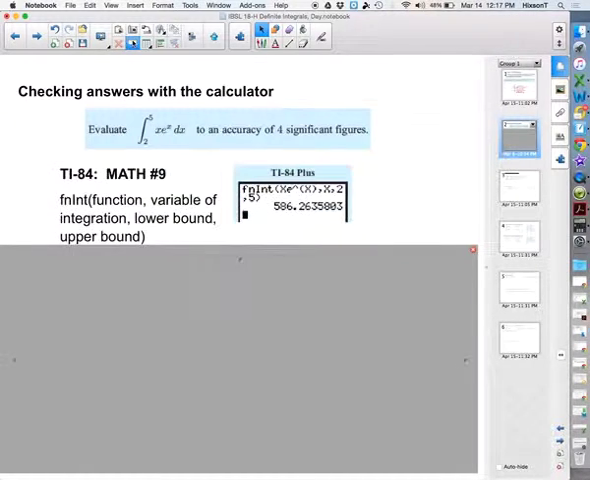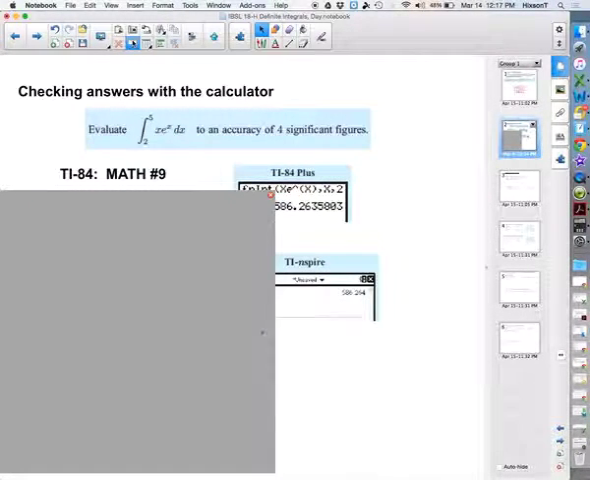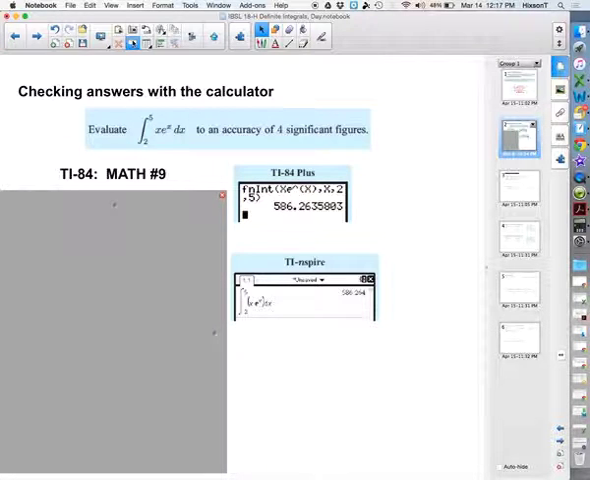So first of all, for the TI-83 or 84, if you have the TI-83 or 84, get that out. And let's actually practice doing this on the calculator. Not the Inspire. We'll do the Inspire next. But if you hit the math button, which is just below the alpha button, hit the math button. Number 9 is this fnInt. That's the integral of a function.